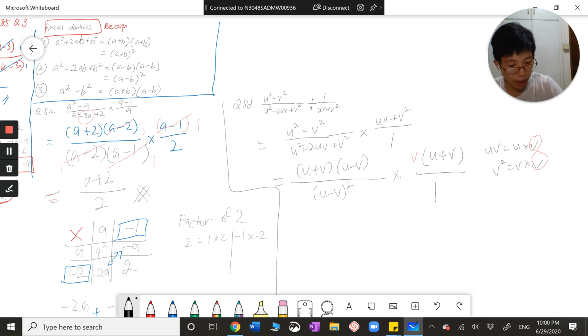So in this case, now I can just divide by any common factors. I realize that there's a common factor of u minus v. When I divide by u minus v in the numerator and denominator, I'm left with u minus v, because there are two sets of them. Since it's u minus v to the power of 2, it means it's u minus v times u minus v. So once I divide u minus v in the numerator and denominator, I'm left with u plus v divided by u minus v.